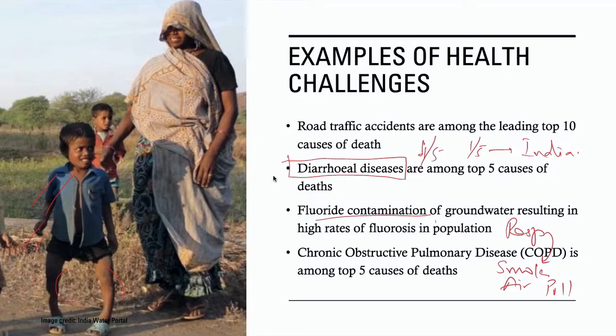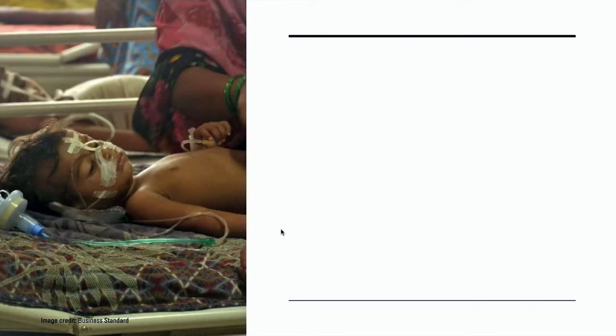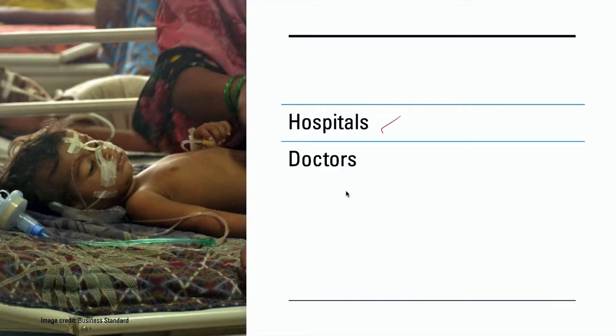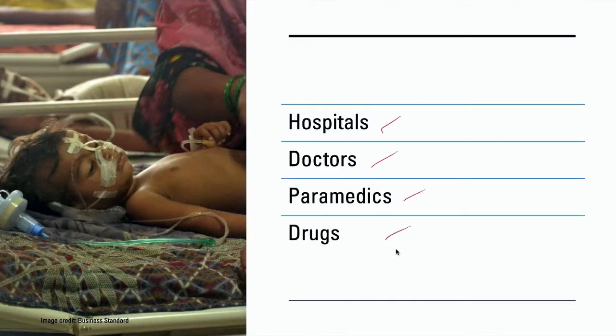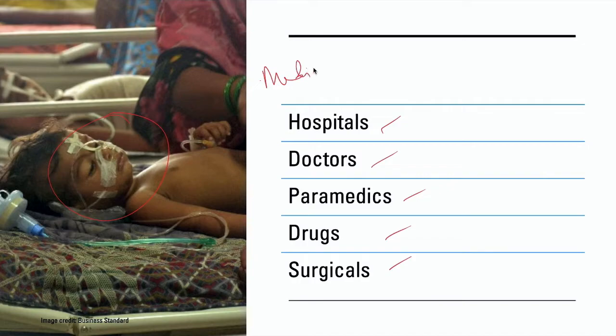So now let us proceed with the example of diarrheal diseases. When the diarrheal deaths are high, the cure strategy is to have more hospitals, more doctors, more paramedics, more drugs and surgicals, so that these children get required medical care in time, right?